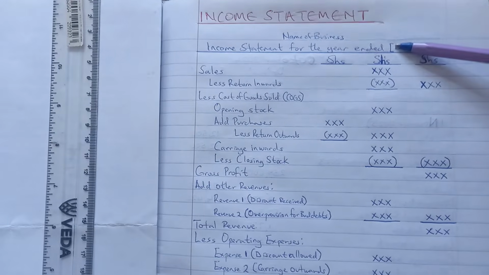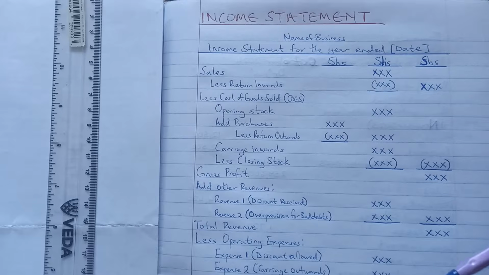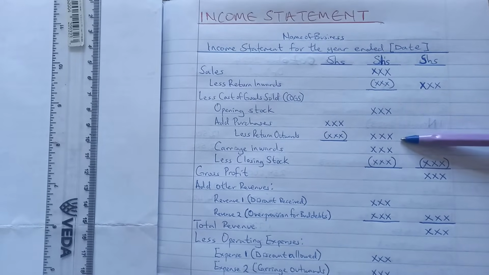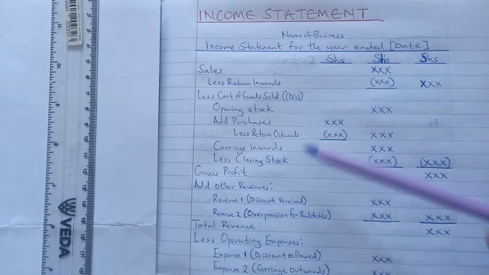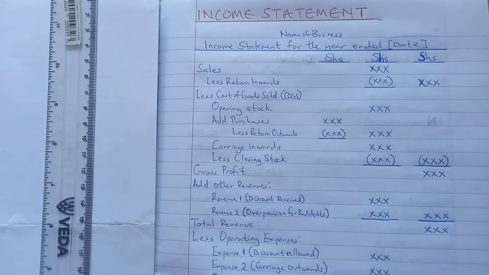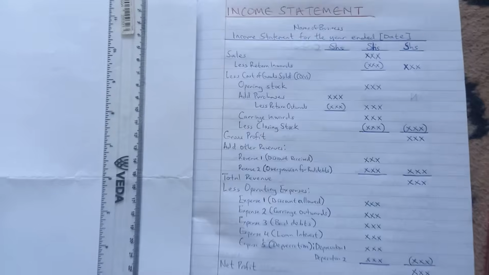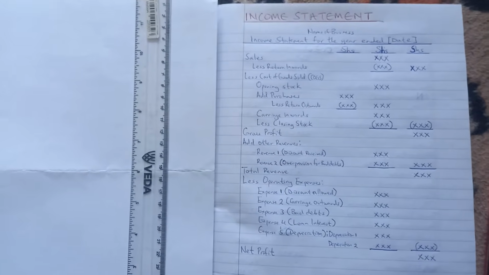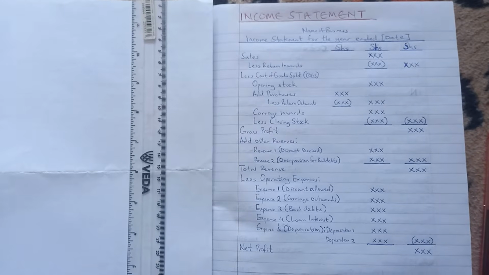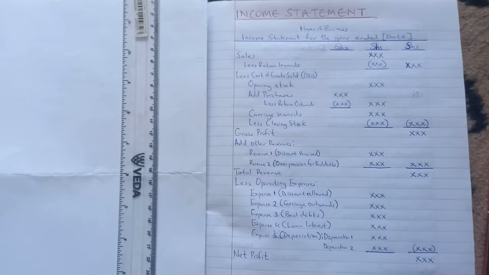So this is the format of the income statement, and you can maybe pause the video and just write it, but also we can just write it as we proceed, because I will explain how the format is. So I don't know if you can see it as a whole. Yeah, that's good. So that is generally the format of the income statement.